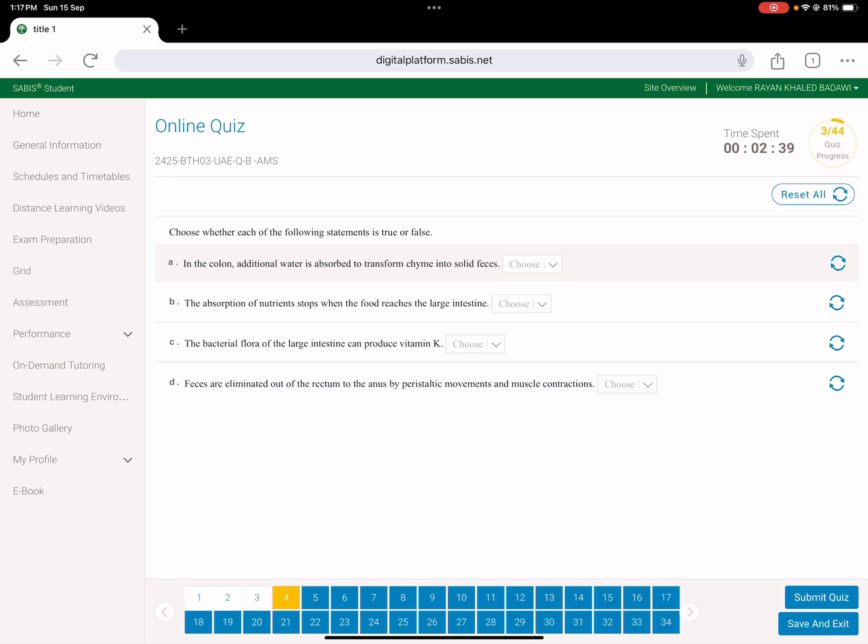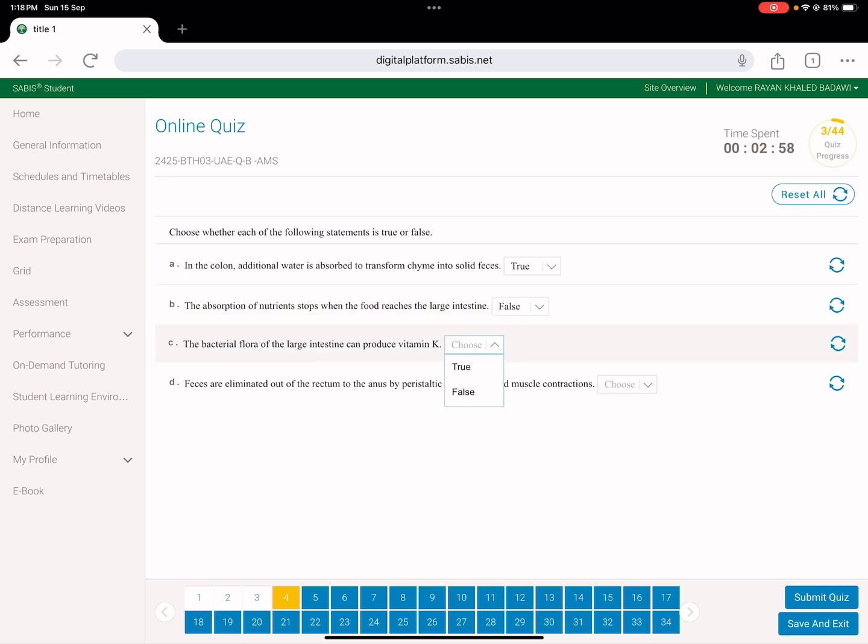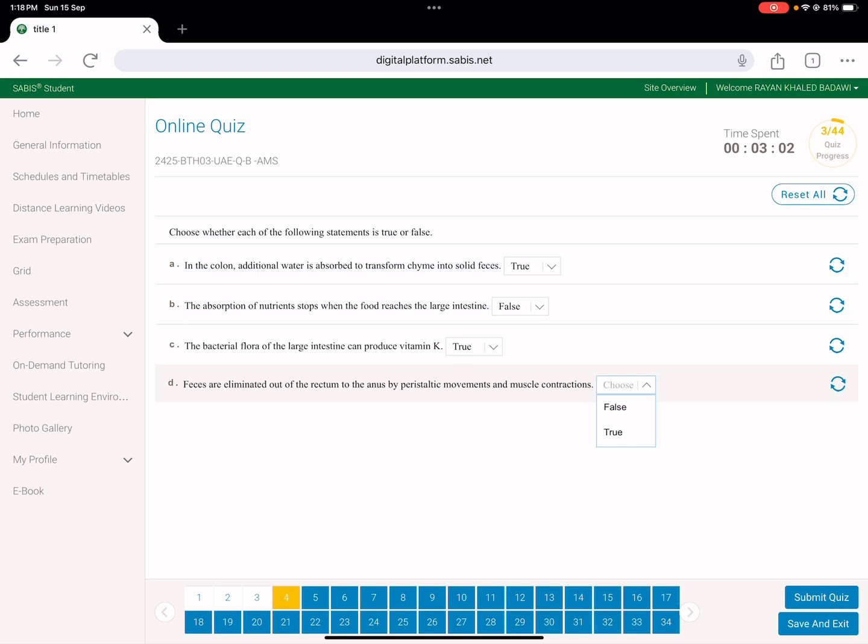So we have to say which is true or false. In the colon, additional water is absorbed to transform chyme into solid feces. That is true. The absorption of nutrients stops when the food reaches the large intestine. That is false. The bacterial flora of the large intestine can produce vitamin K. That is true. Feces are eliminated out of the rectum to the anus by peristaltic movements and muscle contraction. That is also true.